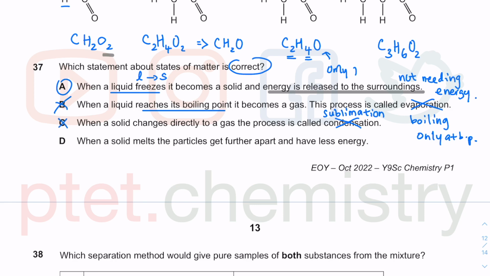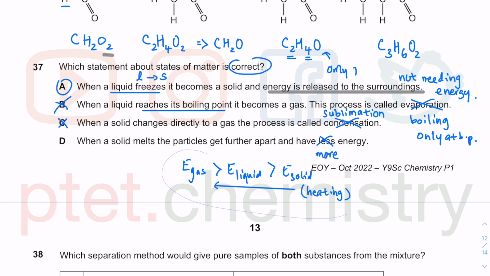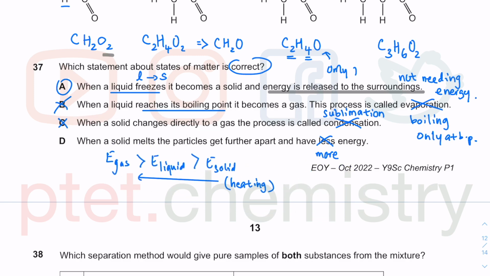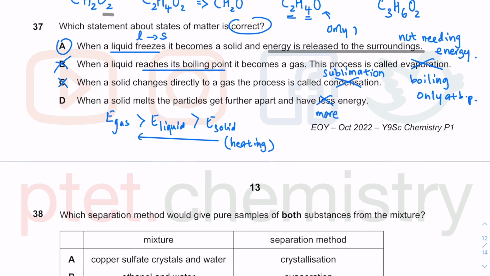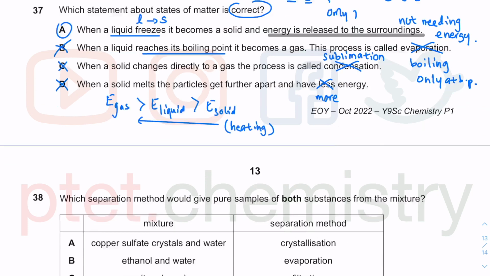When the solid melts, the particles get further apart. They have more energy. As we talked about, gas particles can move randomly at a high speed in all directions, and as such you are heating up the particles, and therefore it's a heating curve kind of thing. Therefore you will get more and more energy. So hang on, D is wrong, so A must be the answer.